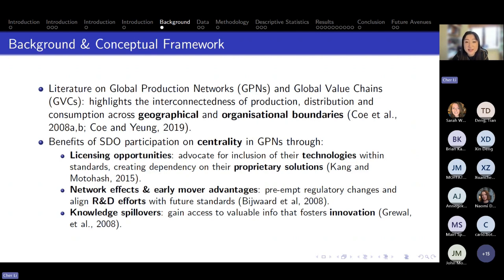Lastly, there is the knowledge spillovers or network externalities argument, in that the members of those SDOs can gain access to valuable industry insights, and they can collaborate with others and learn from best practices there.